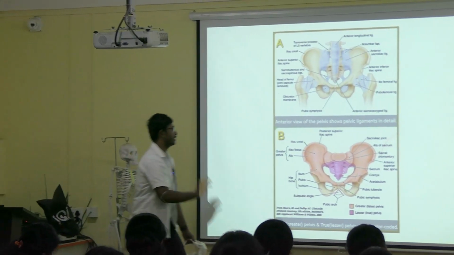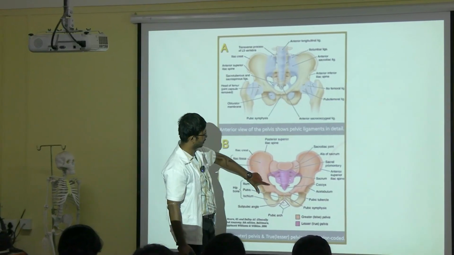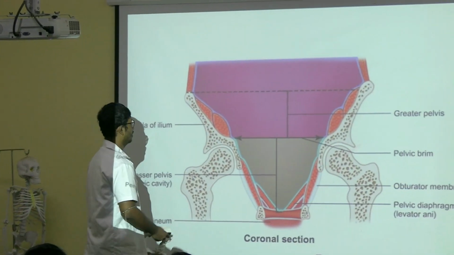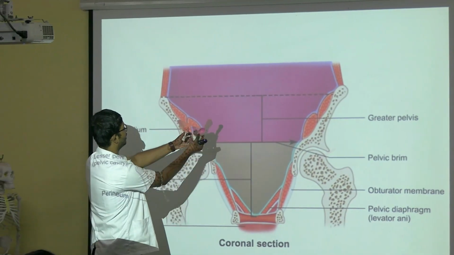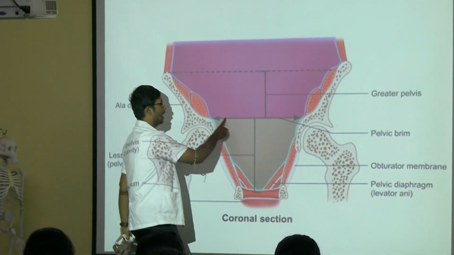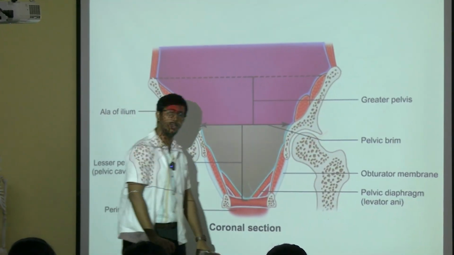Now coming to this picture, here I want you to see this pelvic brim. If you cannot see it properly here, try to see this picture. Here the pelvis has been kept like this. So this is your pelvic brim, and just above the pelvic brim, this portion is your greater pelvis or your false pelvis.